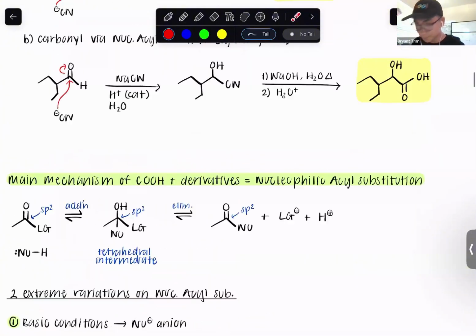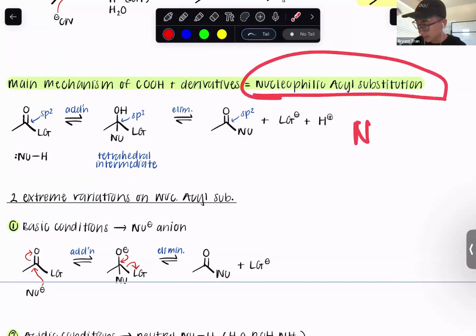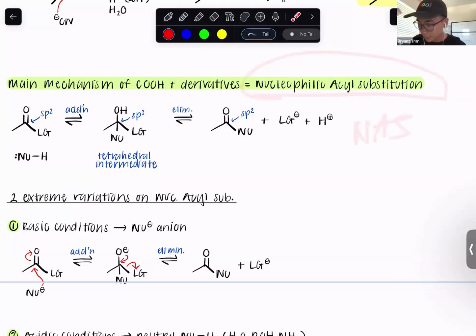Okay, so chapter 19 and 20, they follow a very general pattern, right? They follow a main mechanism, which is nucleophilic acyl substitution, NAS, right? Where we have a carbonyl right here with a leaving group attached to that carbonyl. And this carbonyl here is electrophilic because it's partial positively charged since it's attached to an electronegative oxygen atom.